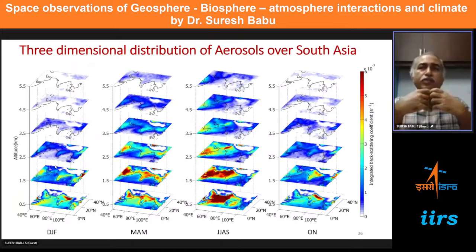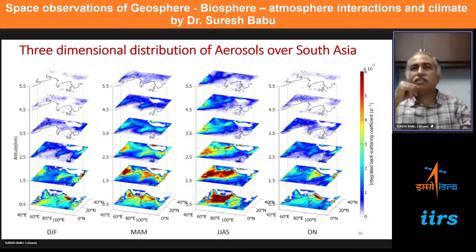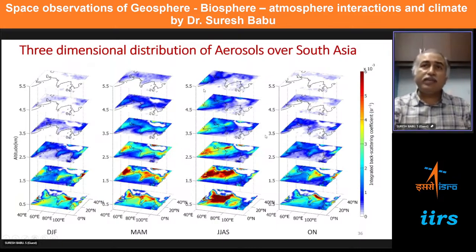Using proper algorithms, we have made an attempt to create slices of aerosols over the South Asian region. This gives the altitude distribution of the aerosols over our region. We can see how aerosols are distributed at different altitudes, up to about 5 to 6 kilometers. This gives very valuable information on the altitude distribution of aerosols.